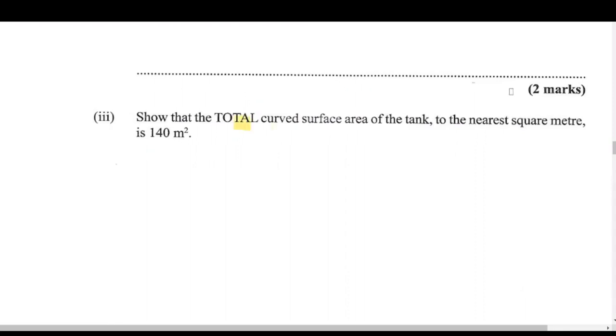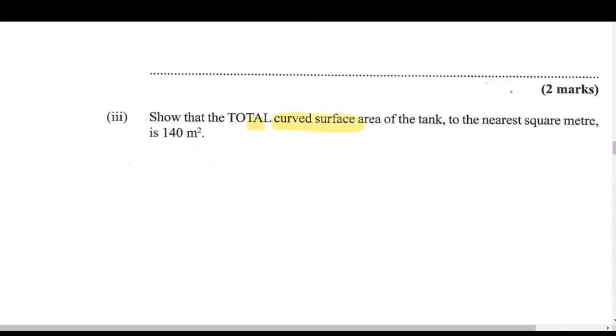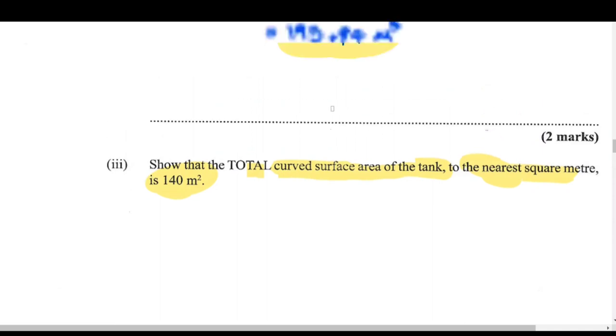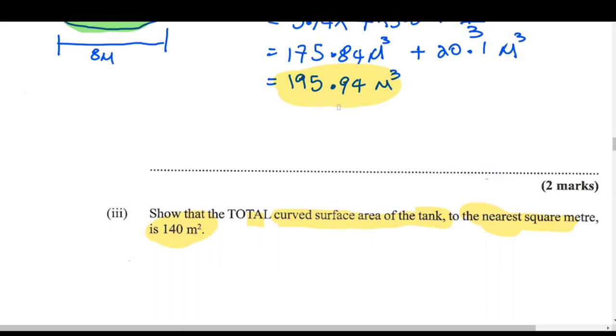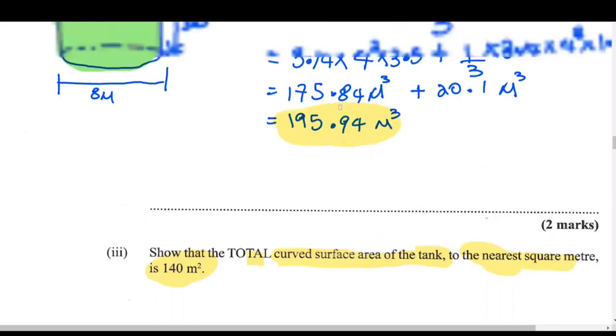Show that the total curved surface area of the tank to the nearest square meter is 140. All right. So we're talking about the total curved surface of the tank to the nearest meter. Curved surface of the tank is what we're talking about. So it's a combination of two things.